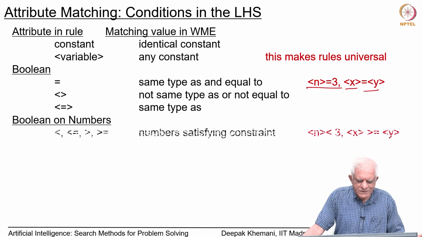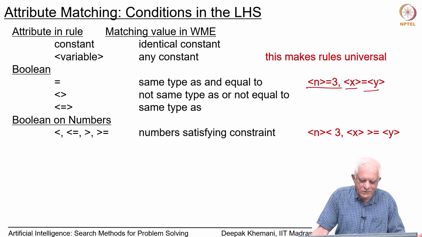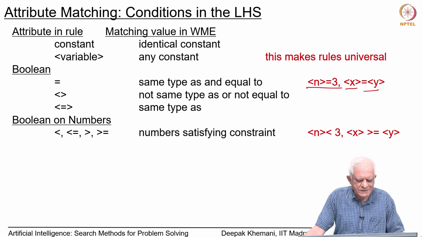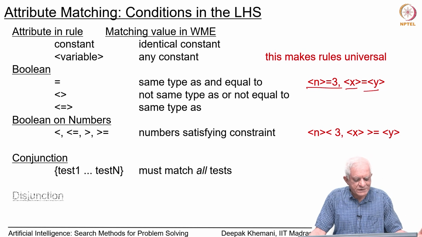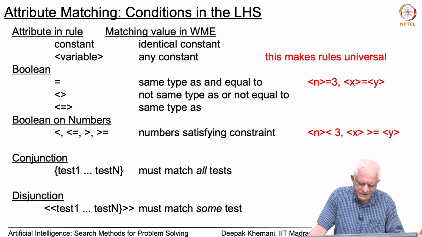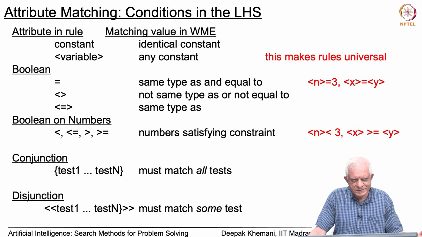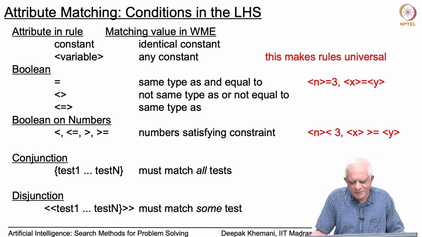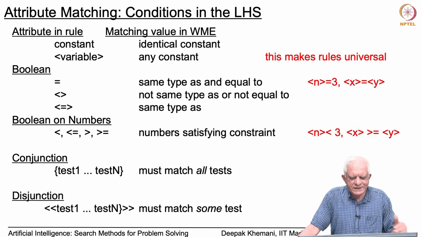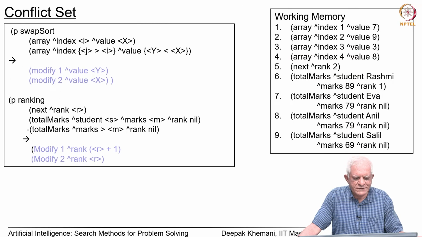We have talked about numbers already, less than, equal to, greater than equal to, and we can write tests which are satisfying those constraints. We have talked about conjunctions and disjunctions. Conjunctions are a series of tests, and all of them must be met. So, it must match all tests. Disjunctions are also a series of tests, but as long as it matches only one test, you are happy essentially. So, this takes care of the left hand side of the rule, which is matching.